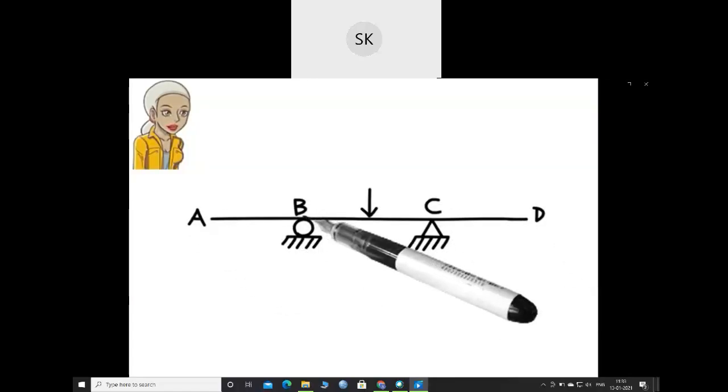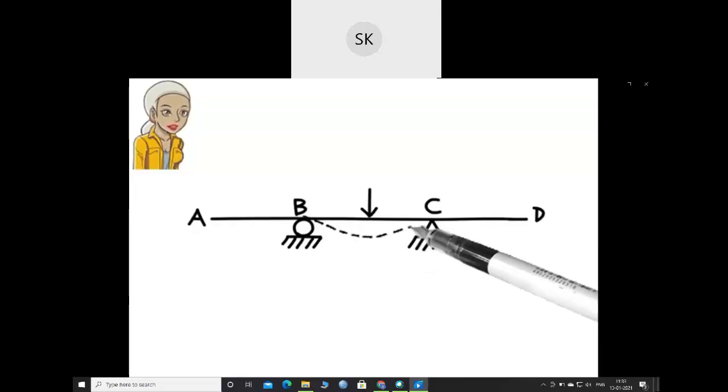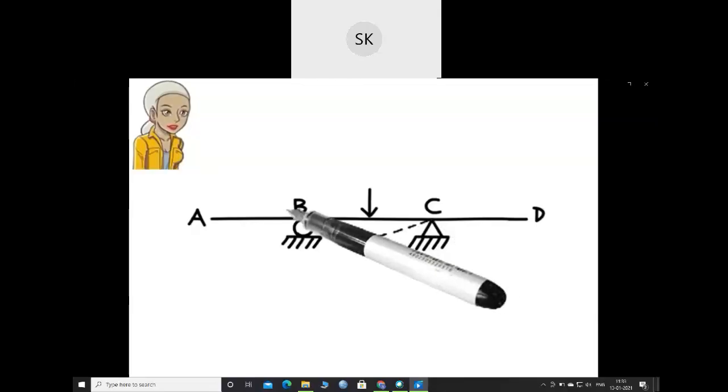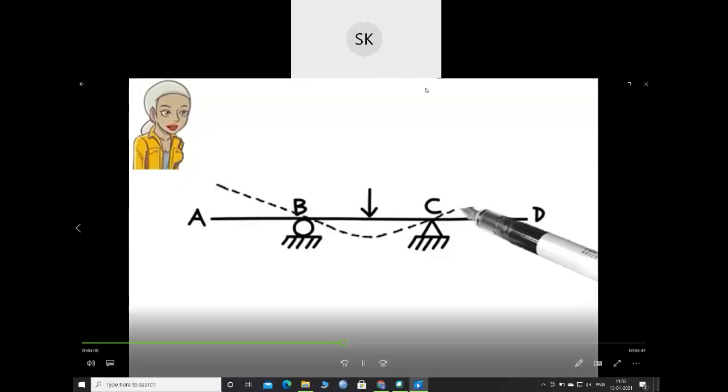Consequently, there is a clockwise rotation, but no deflection at the left support, and a counterclockwise rotation with no deflection at the right support. Since the beam is not restrained at A, and segment AB is not subjected to any loads, the segment deflects upward. Similarly, segment CD is forced to move upward away from point B.